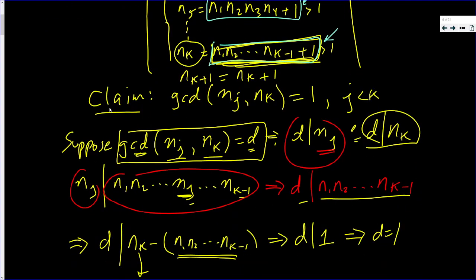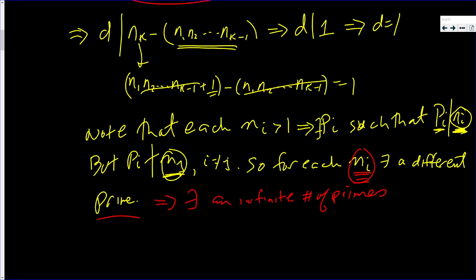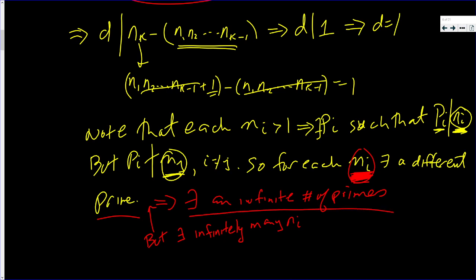But once again, for each n sub i, there's a different prime. But there's an infinite number of n sub i's, which implies there exists an infinite number of primes. Now, I know I verbally said it, but did I say that there's infinitely many n sub i's? So I should say, but there exists infinitely many n sub i's, one for each integer. That implies there's an infinite number of primes.